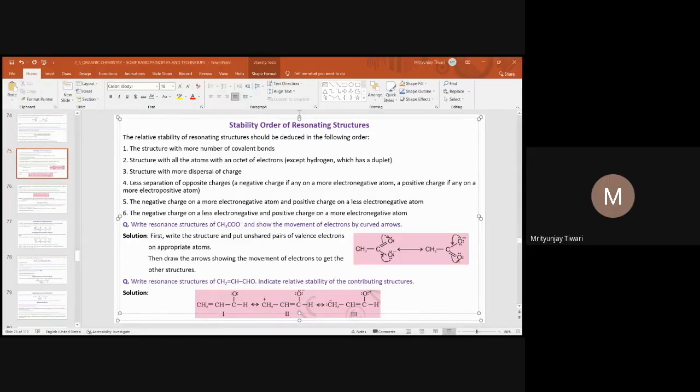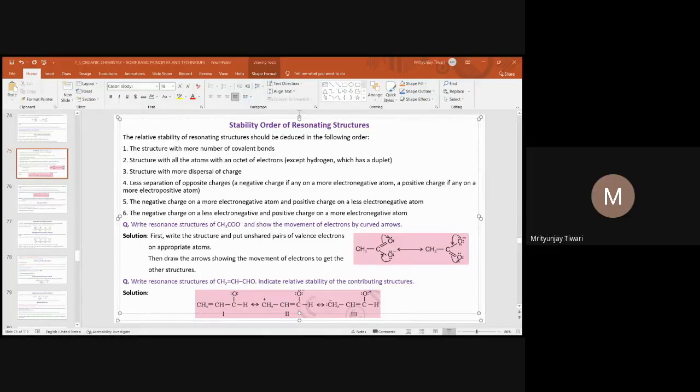And thus we can have three different resonance structures of this molecule, and out of these three different structures we have to find out the relative stability of the contributing structures. This structure has no charge anywhere, there is no separation of charge, and also if you look at the number of covalent bonds, these two bonds here and two bonds here, 4, 5, 6, 7, and 2, 9 covalent bonds are there in this structure 1.